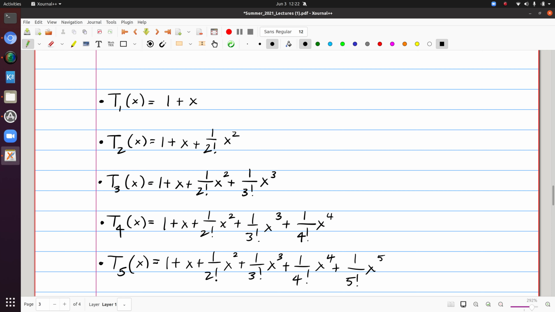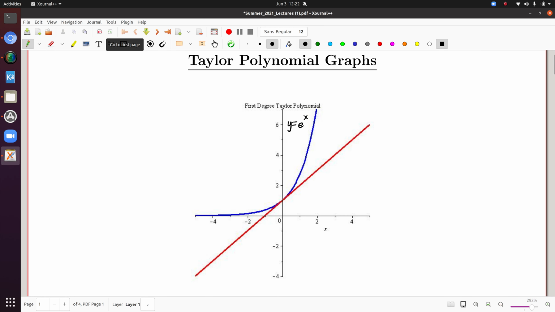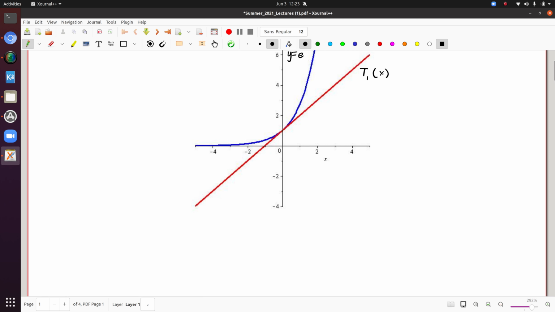So what I want to pause and do at this moment is look at some of these graphs. So remember, our function is e to the x, and we're plotting these polynomials. So I've done this elsewhere. And so notice my blue curve here is the f of x function. It's y equals e to the x. In this instance, we're looking at the first degree Taylor polynomial. So this is my graph of T1 of x, which we said was 1 plus x. And this looks familiar as the picture of a tangent line. We can see that it touches at the x equals 0 point and looks like it follows the slope there.